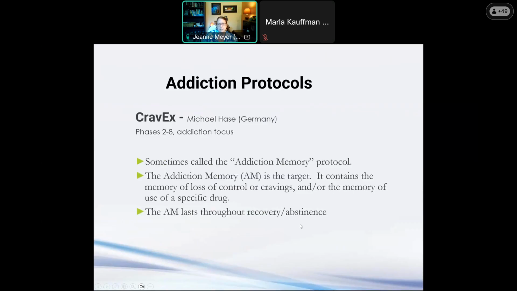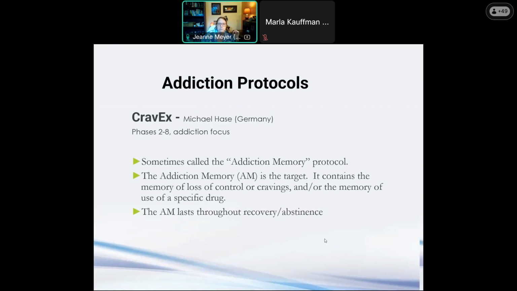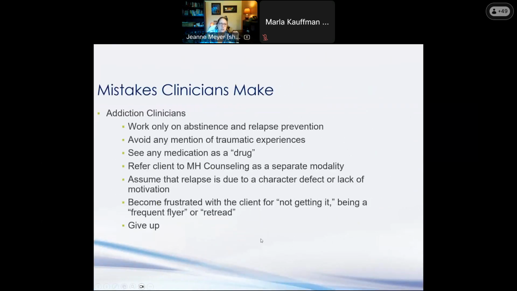Cravings is sometimes called the addiction memory, which is the memory of the loss of control or cravings and/or the memory of use of a specific drug. And the addiction memory will last throughout recovery or abstinence, meaning that you can be abstinent and in some kind of active recovery for years, but that addiction memory is still lurking in the background. Okay, so those are some of the specific addiction protocols.